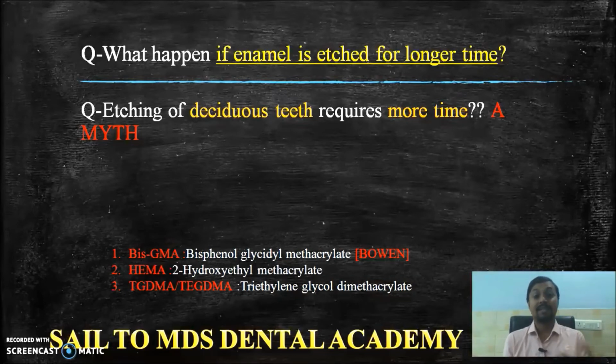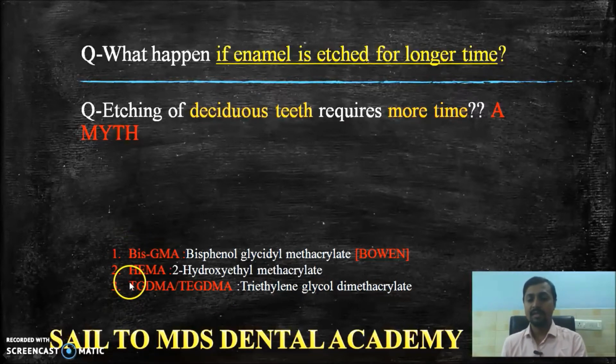But if the question is asked like this, the etching of deciduous teeth requires more time because of what are the reasons, then you have to write the aprismatic enamel. Okay, and friends, such questions are very important because nowadays they are asking clinical based questions. So focus on each and every point which I am telling.